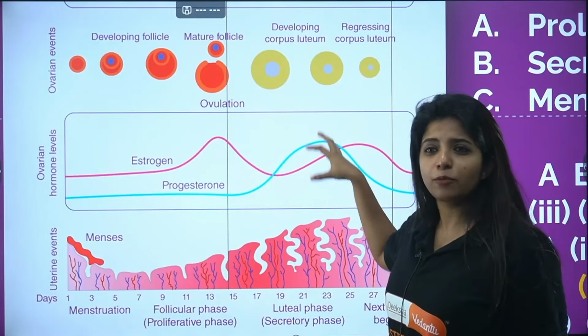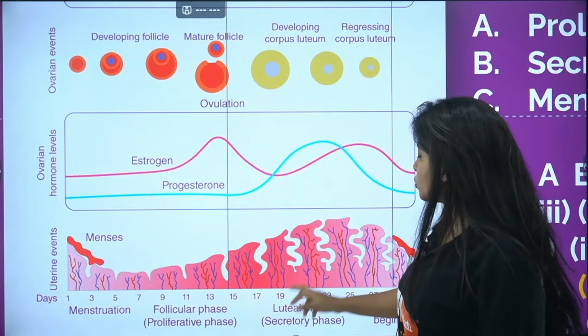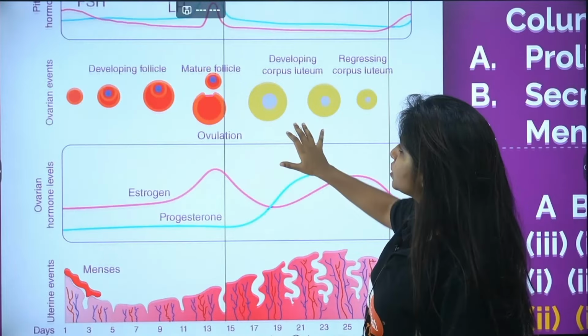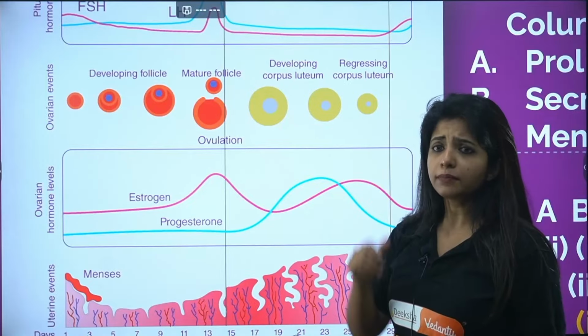Why? Suppose an embryo comes in, it has to provide nourishment, which is why. So it is also known as the secretory phase, and it is known as the luteal phase. Why? Because the corpus luteum is there. But you know what happens?